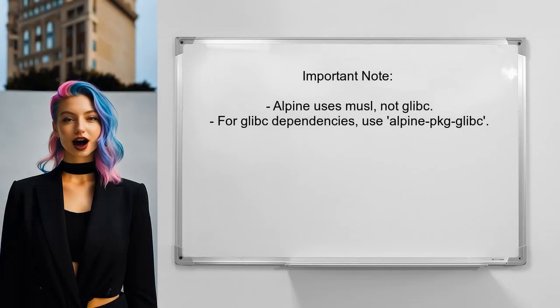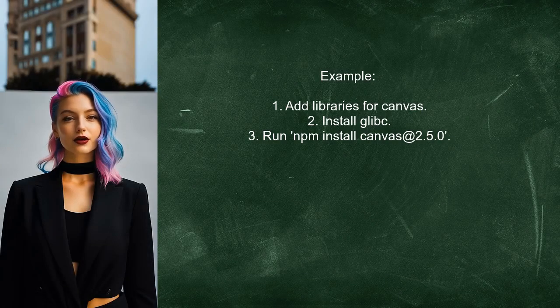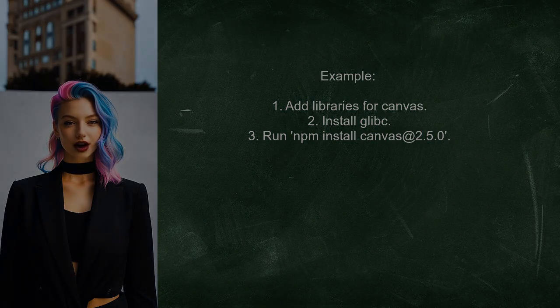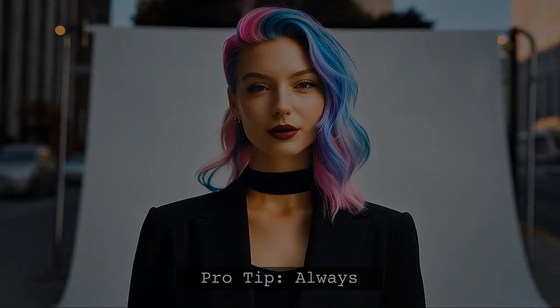However, be aware that Alpine uses musl instead of glibc, which can lead to compatibility issues. If your module requires glibc, you may need to add it using a specific package. For example, to install Node Canvas, you would first add the necessary libraries, then install glibc, and finally run npm install for Canvas. Here's a pro tip.